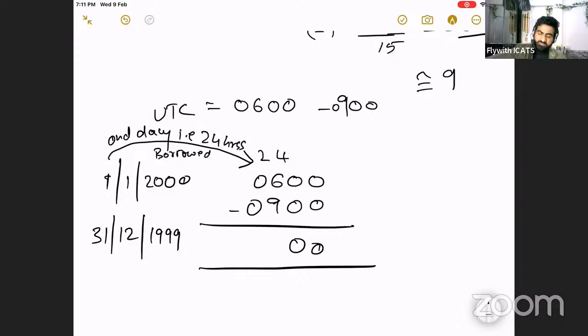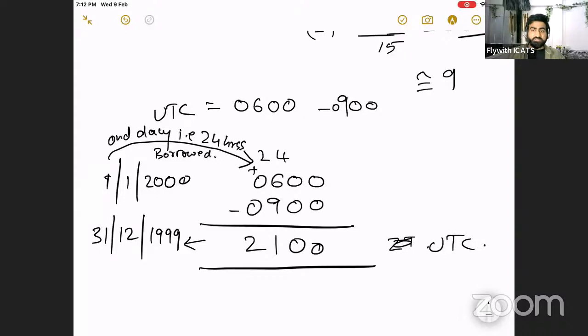This is just like the math that we used to do in school. Now you can do 24 plus 6, that is 30, and 30 minus 9. So 24 you borrowed plus 6 is 30. 30 minus 9 is 21. You get 2100 on this date. This is your zone time. Correction. This is your UTC, students. That was your zone time. We are finding UTC. So your UTC is 2100, 31st December 1999.